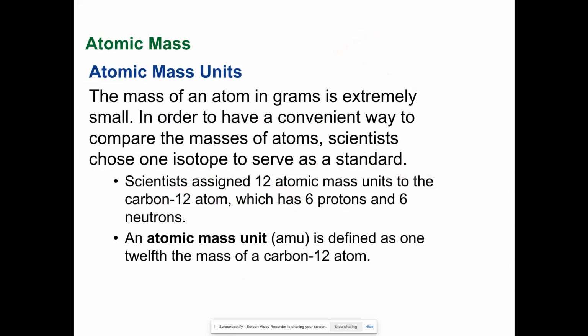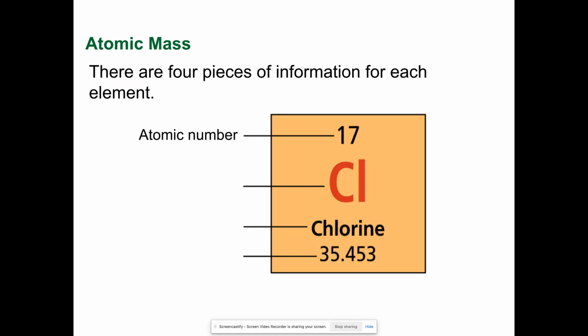So the atomic mass unit: a scientist assigned 12 atomic mass units to carbon-12, which has 6 protons and 6 neutrons. The atomic mass unit is defined as 1/12 of the mass of a carbon-12 atom. So these numbers are based on 1/12 of the mass of a carbon atom. Here, let's learn a little bit about the information on the periodic table.